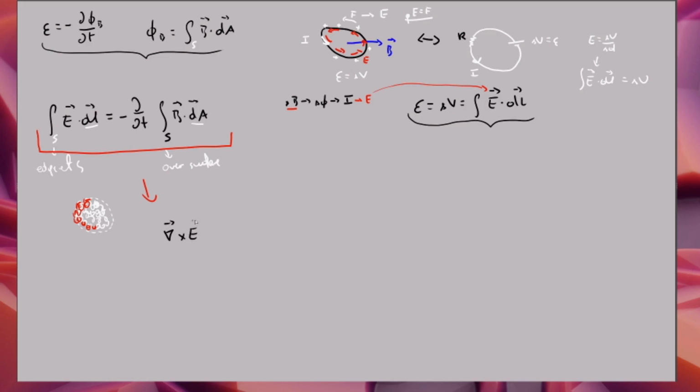Curl of E equals minus dB/dt. But you're not responsible for this equation, so this is sort of in parentheses. As a side note, you need to be aware of this equation, and I think we may solve a problem or two with it at some point.